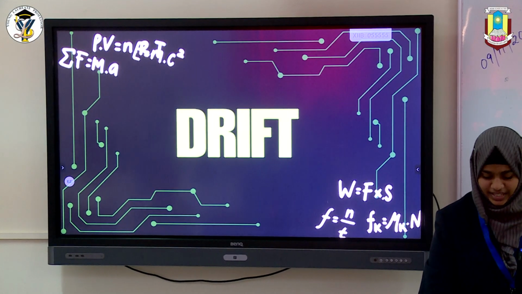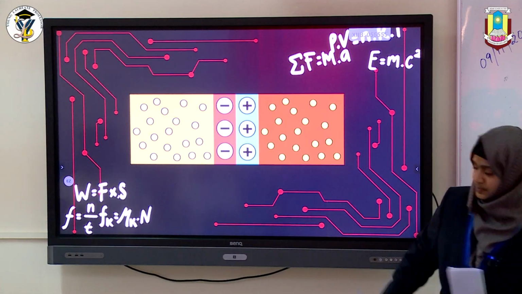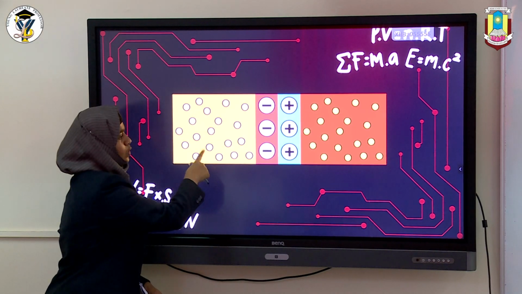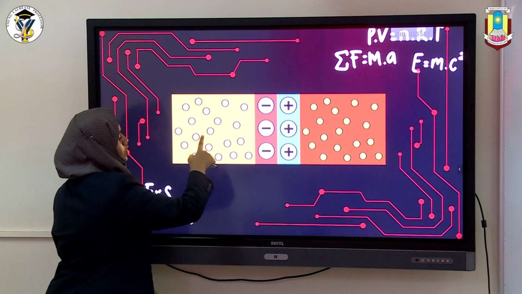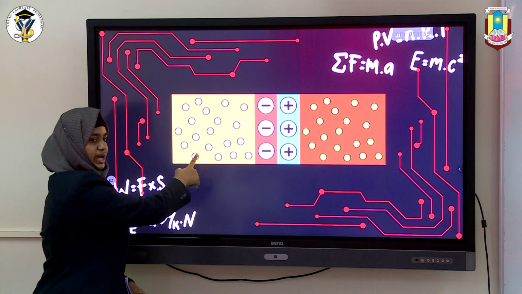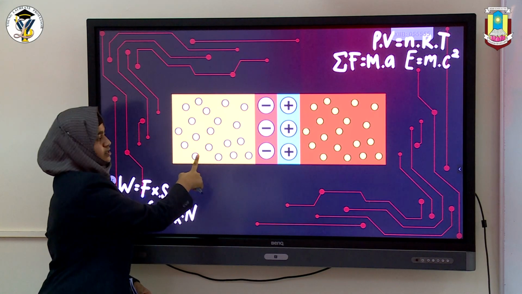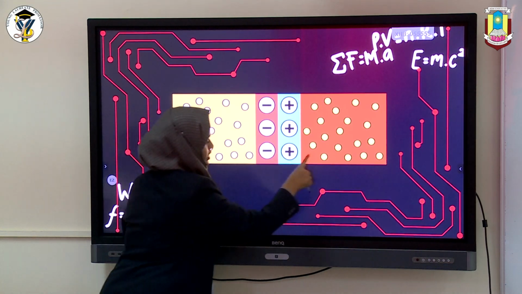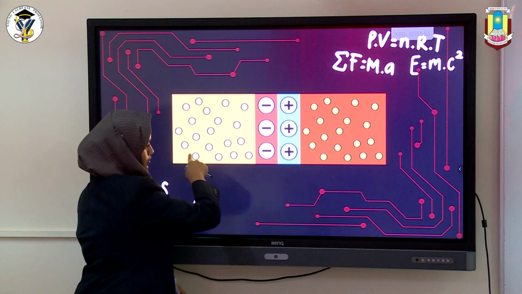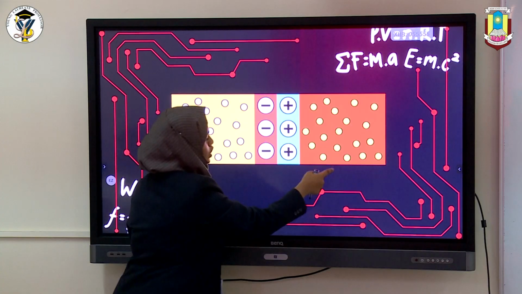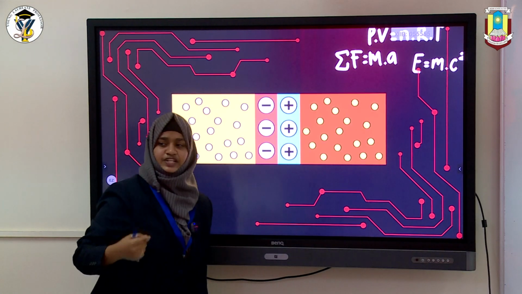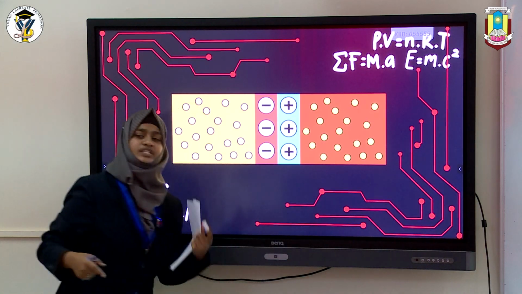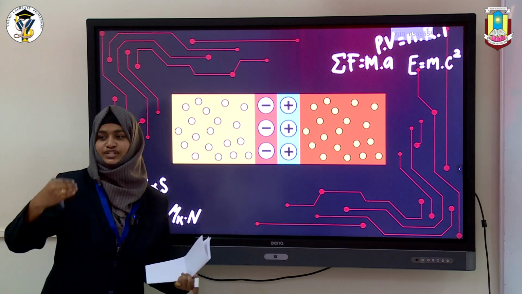Let me repeat once again with the help of the diagram. Here we have excess of holes. Holes move from here to here, this is the p-type, okay? So what is in minority? Electrons are in minority. Majority holes, electrons are in minority. So when there is a movement of electrons from here to here, from n-type to p-type, and movement of holes from here to here, what is created? An electric field is created due to the movement of charge carriers. This electric field will be in which direction? From positive to negative by default.